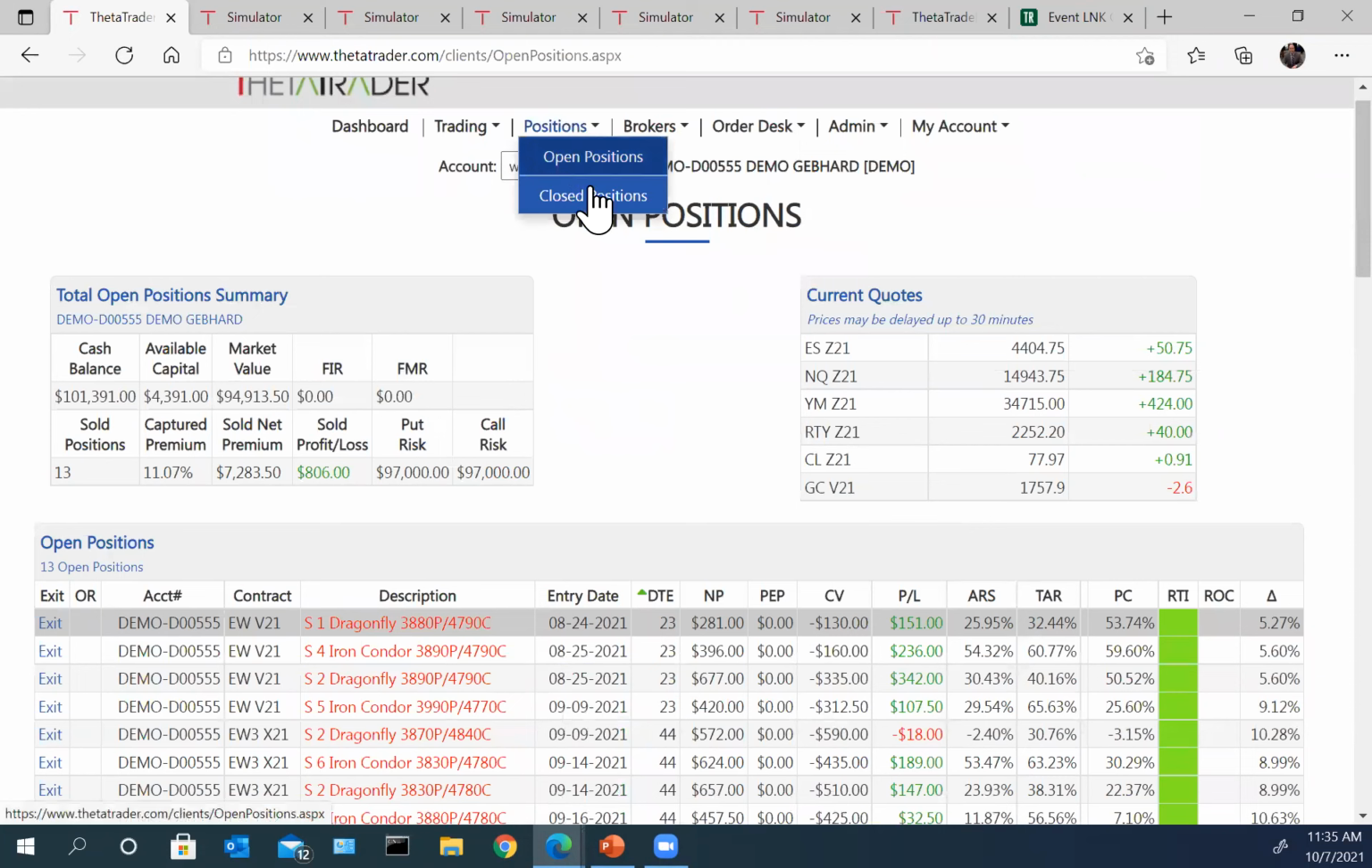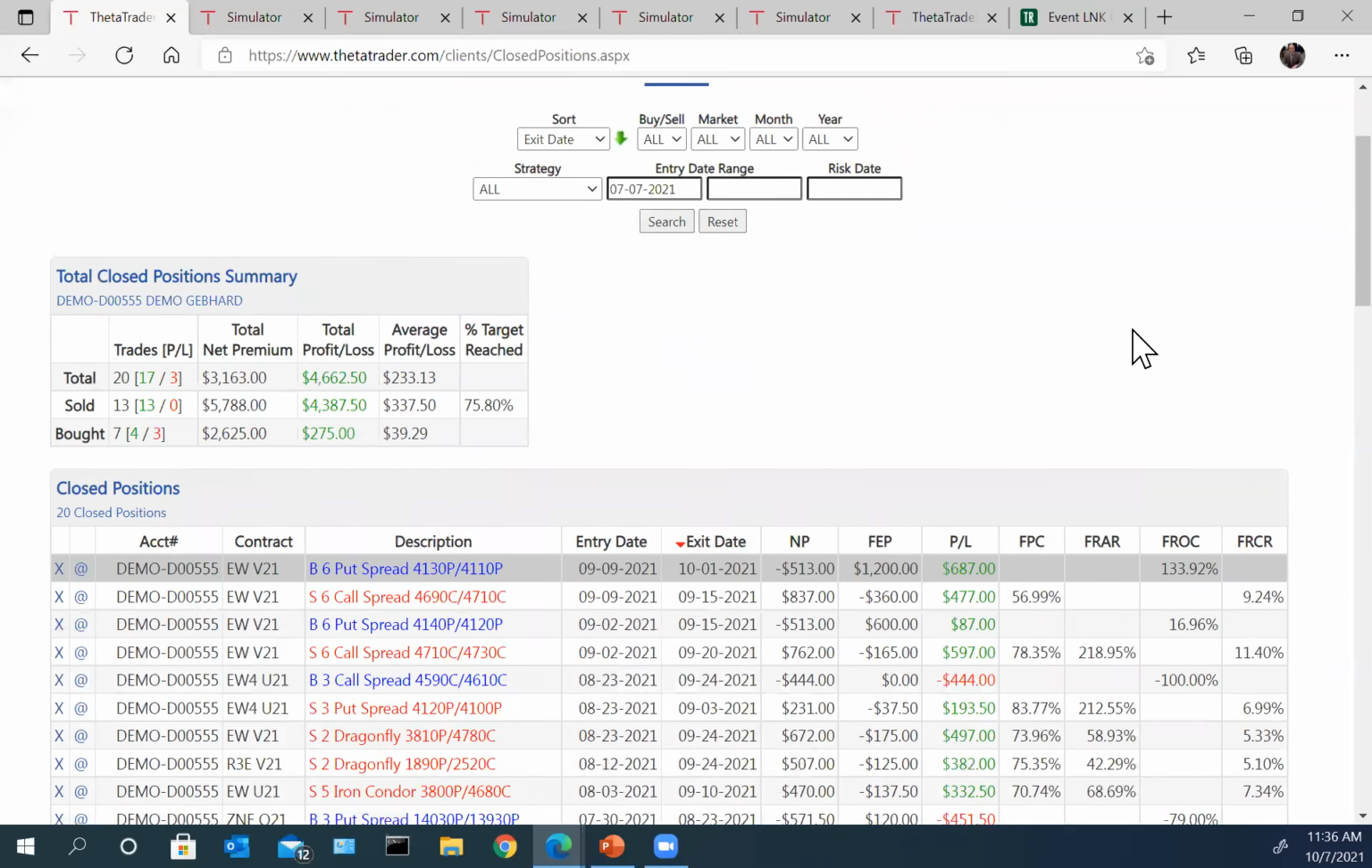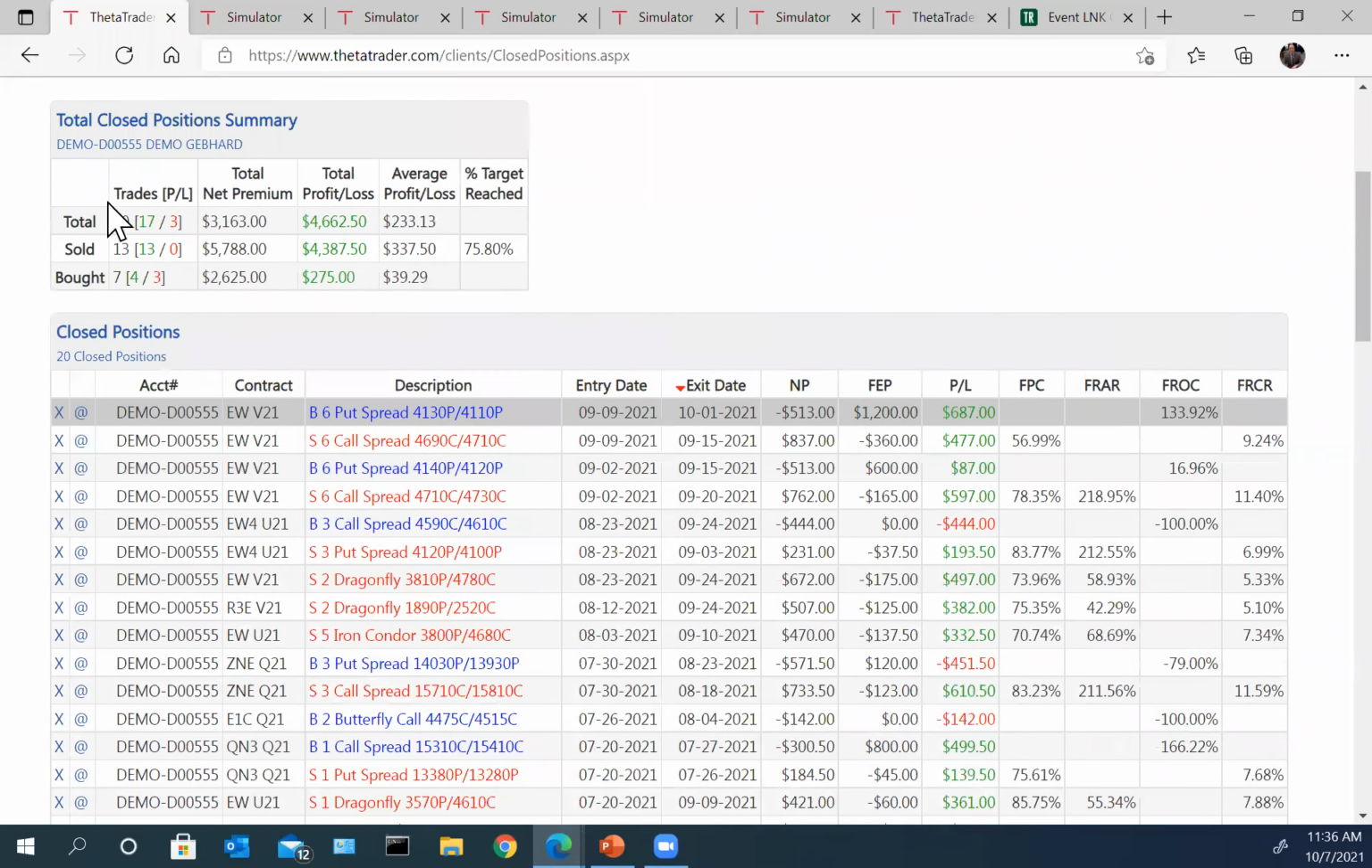And now also your closed positions. You want to go back in time and look at the history of your account. You can use this tool to filter for any market or any month or year or any date range, whatever you want. But right now I just have everything here. There's 20 on the page. You see 17 winners, 3 losers, 13 short positions, or basically selling a condor or a spread of some kind. And then there were 7 long or bought positions.